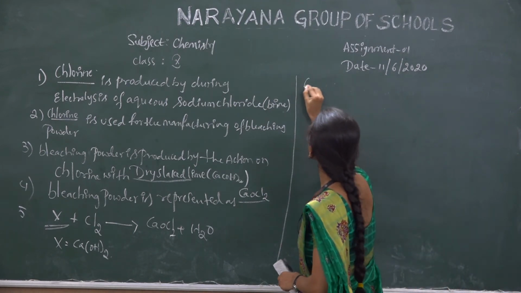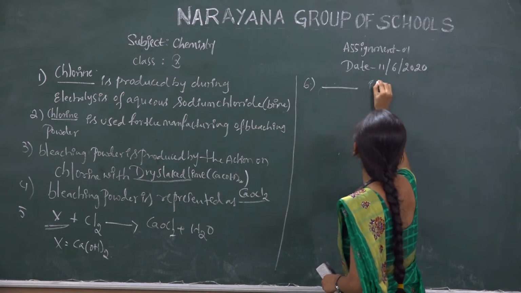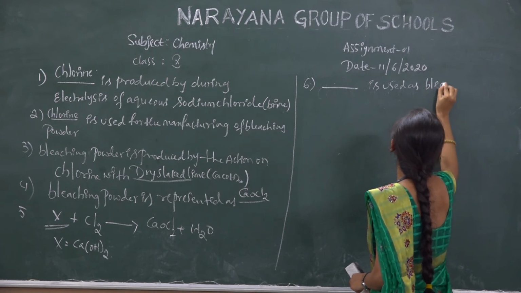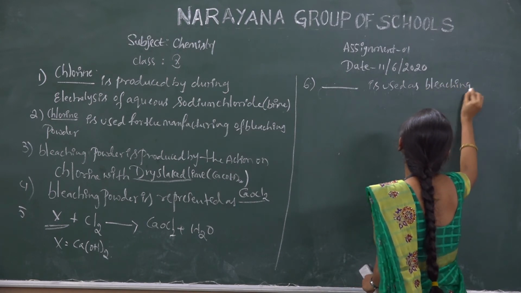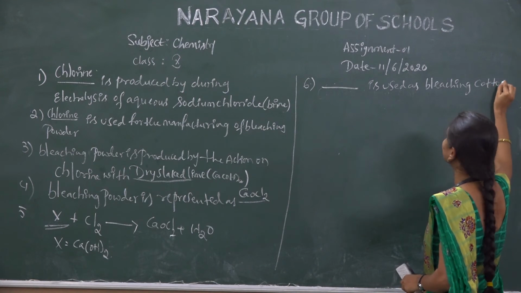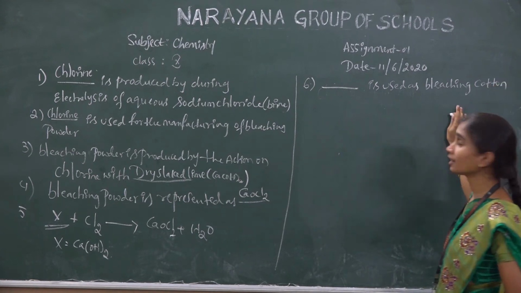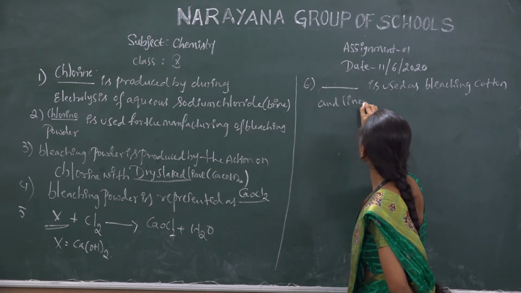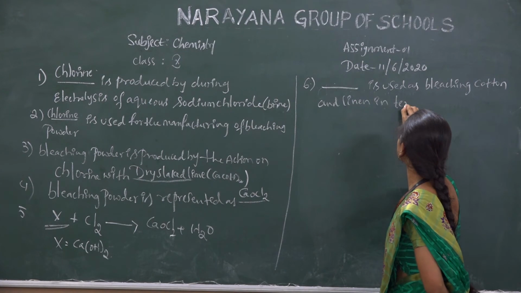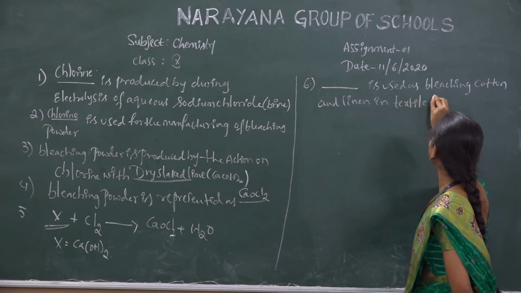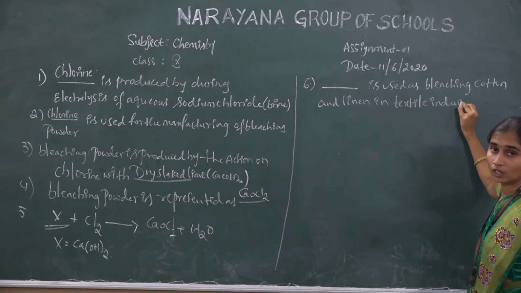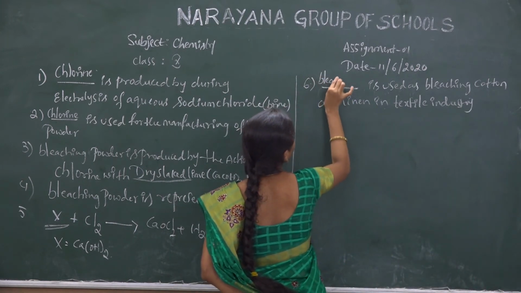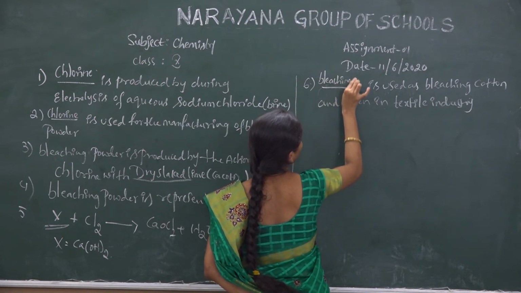So sixth question. Dash is used as bleaching cotton and linen in textile industry. So what are we using? Bleaching powder. The answer is bleaching powder.